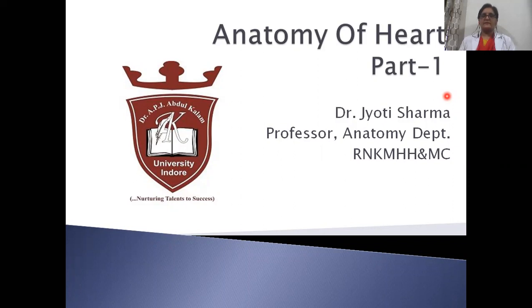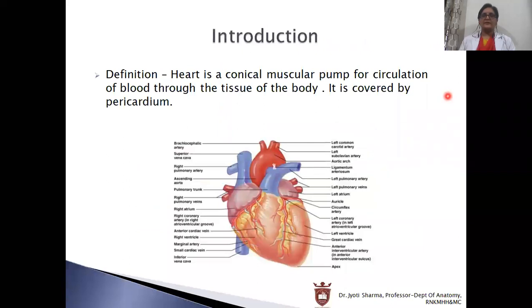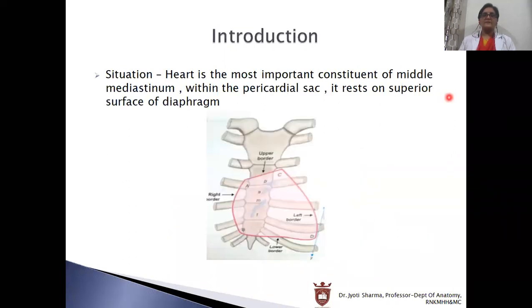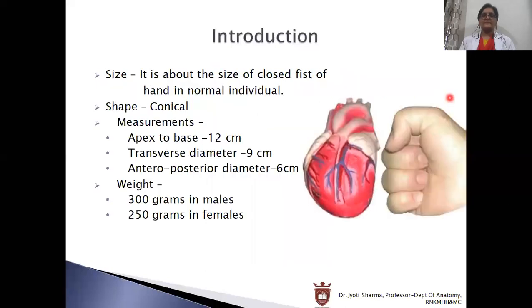Today we will learn about the anatomy of heart. Heart is a conical muscular pump for circulation of blood through the tissues of body. It is covered by pericardium. Heart is the most important constituent of middle mediastinum. Within the pericardial sac, it rests on the superior surface of diaphragm.